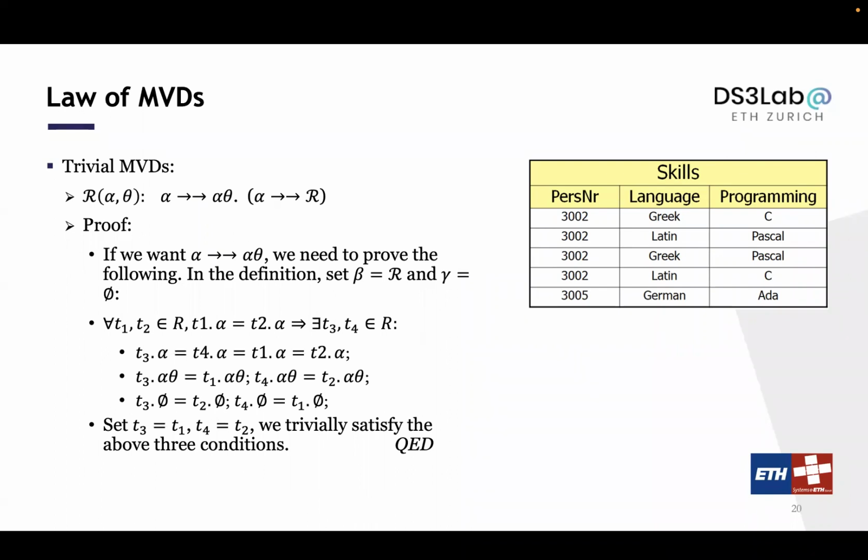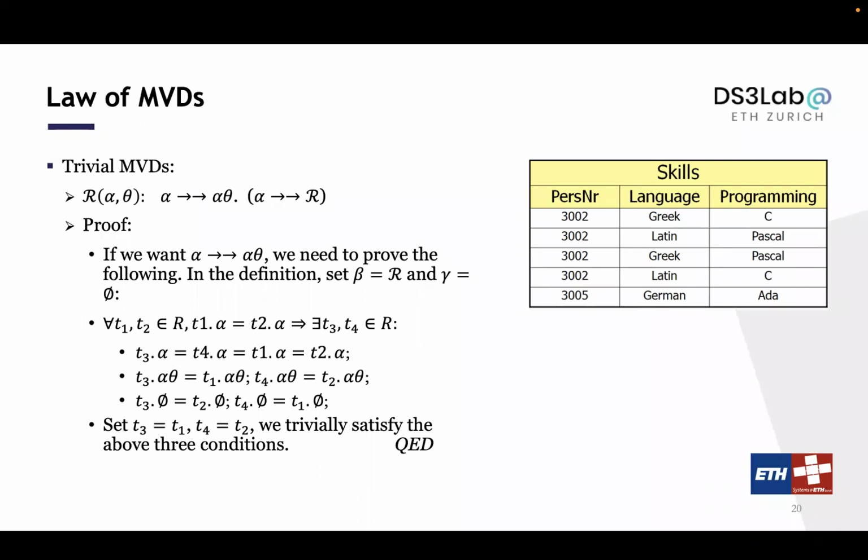that T1 is the same as T3, and T4 is the same as T2. Once I do this, T3's alpha theta is going to be the same as T1's alpha theta because they're the same tuple. And T4's alpha theta is going to be the same as T2's alpha theta because they're the same tuple. Of course, they share the same alpha, and they match on the empty side because there's no value there. So this is a very simple proof about this functional dependency.